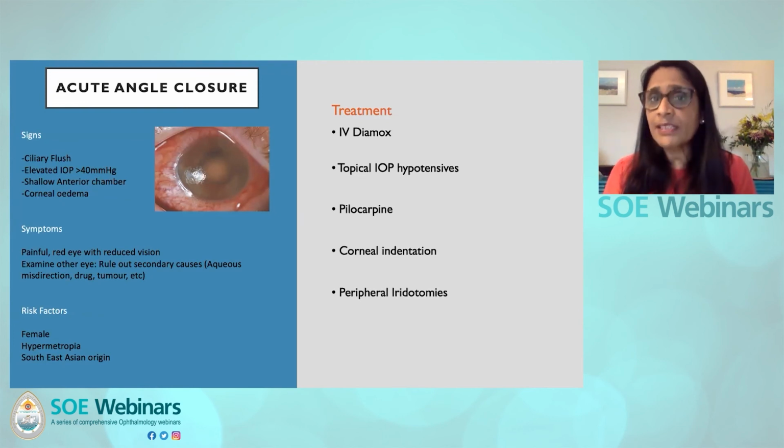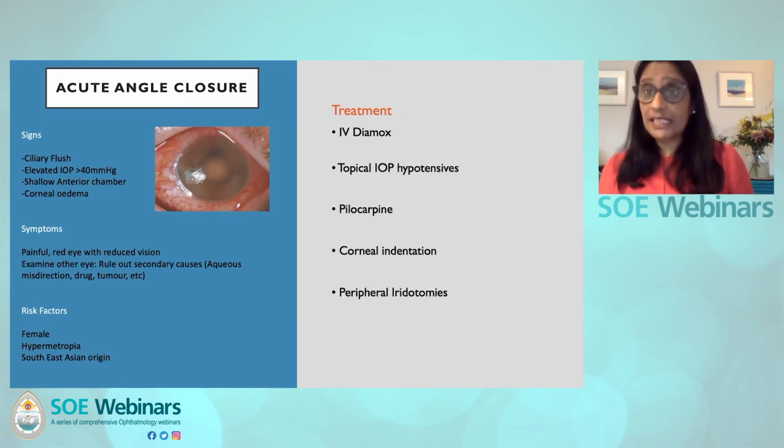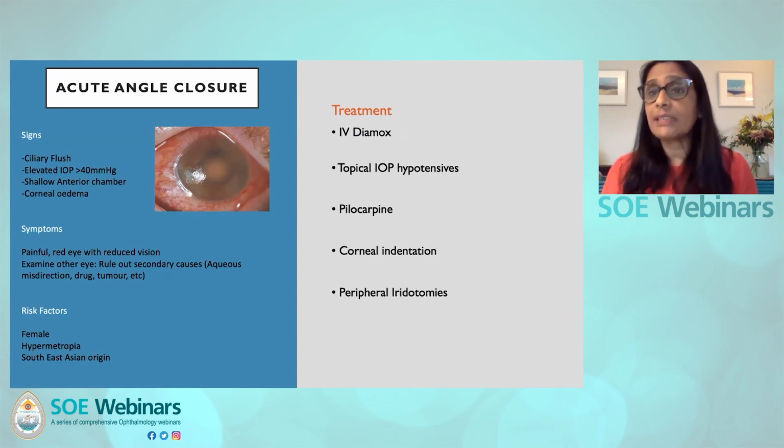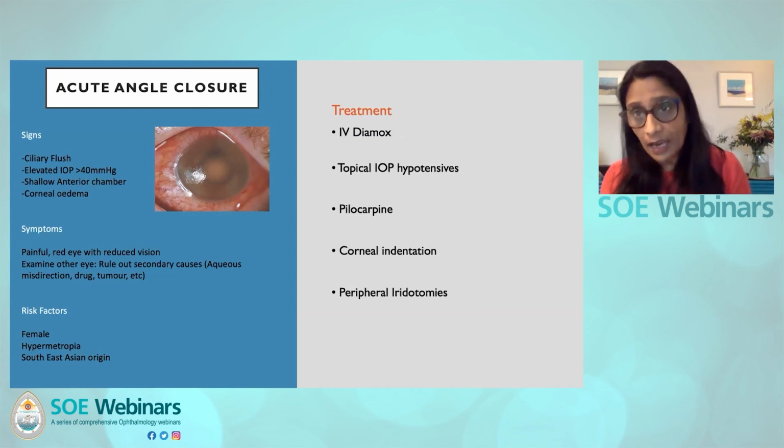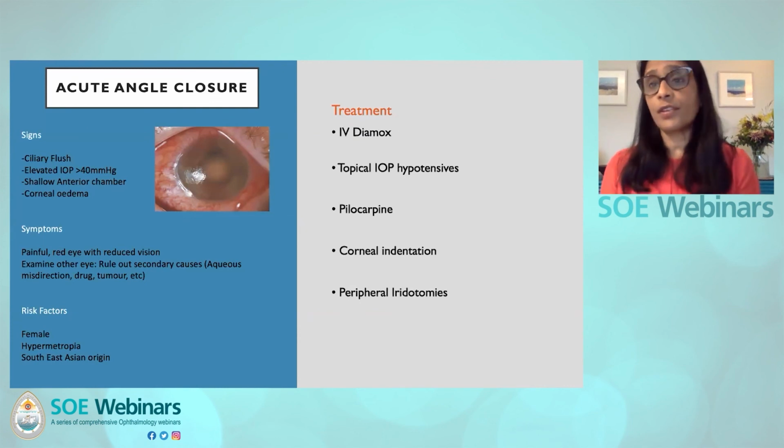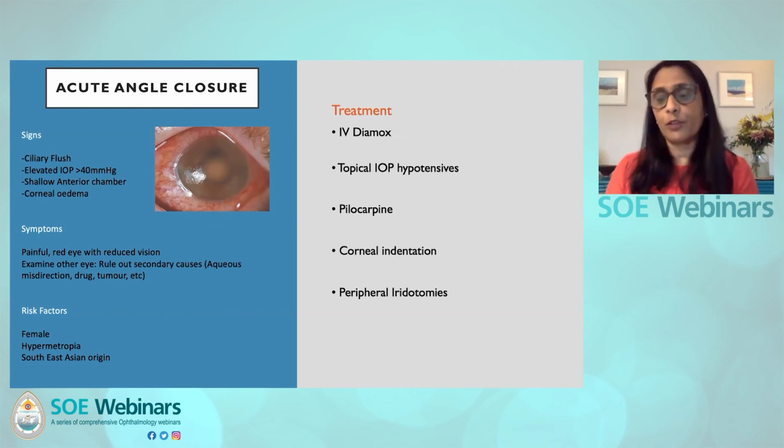And the treatment is to reduce the pressure, to get that intraocular pressure down with intravenous Diamox and topical antihypertensive treatment. And before the patient leaves your unit, a peripheral iridotomy, not only to the affected eye, but also to the unaffected eye, as that eye also is at risk of developing acute angle closure glaucoma in the future.